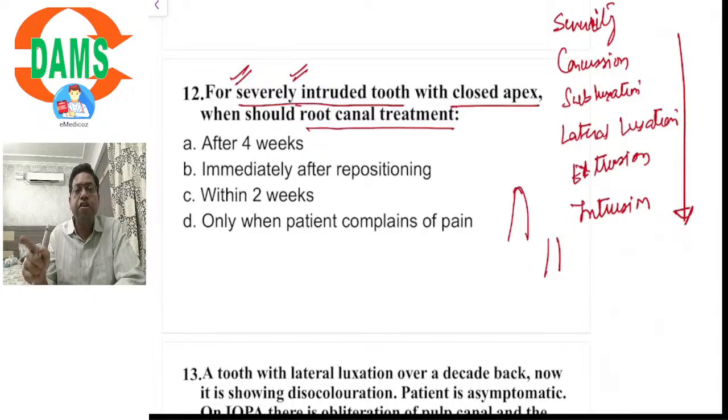Now we come and look at the options. After 4 weeks, no, it should be done at the earliest time. Immediately after repositioning, within 2 weeks, or only when the patient complains of pain. No, because severe intrusion, pulp necrosis is highly likely. So option A and D are ruled out. We are left with options B and C. Immediately after repositioning or within 2 weeks.